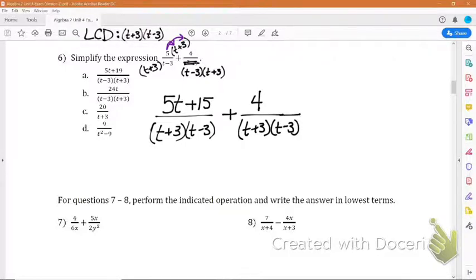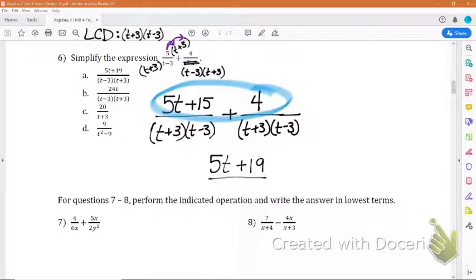Now when I look at these two fractions, do they have a common denominator? Yes, they do. What are you going to do with these? Nothing. How do I add them together? You add the like terms, so you have the 15 and the 4. So I'm adding like terms just on the top, in this case just the 15 and the 4. So 5t stays the same. 15 plus 4 gives you 19. So 5t plus 19. Do I change anything in the denominator? No, I'm going to leave it as t plus 3 and t minus 3. Which gives me answer letter A.